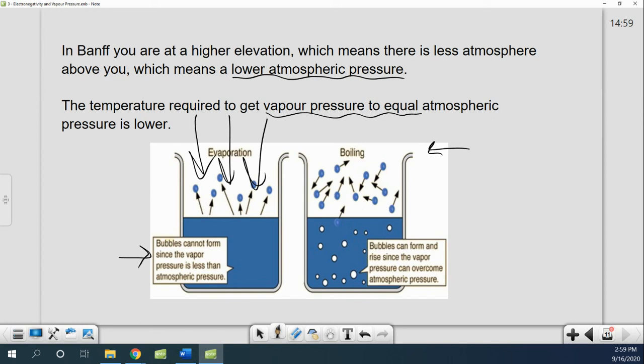Bubbles aren't going to be able to form because atmospheric pressure would push them right back down and into the liquid. But if my vapor pressure is really high and it can overcome atmospheric pressure, well, then I can start to form bubbles. Because vapor pressure is so much stronger, these can rise right out and into the atmosphere because the atmosphere isn't going to hold them in place. So that's the difference between evaporation and boiling.